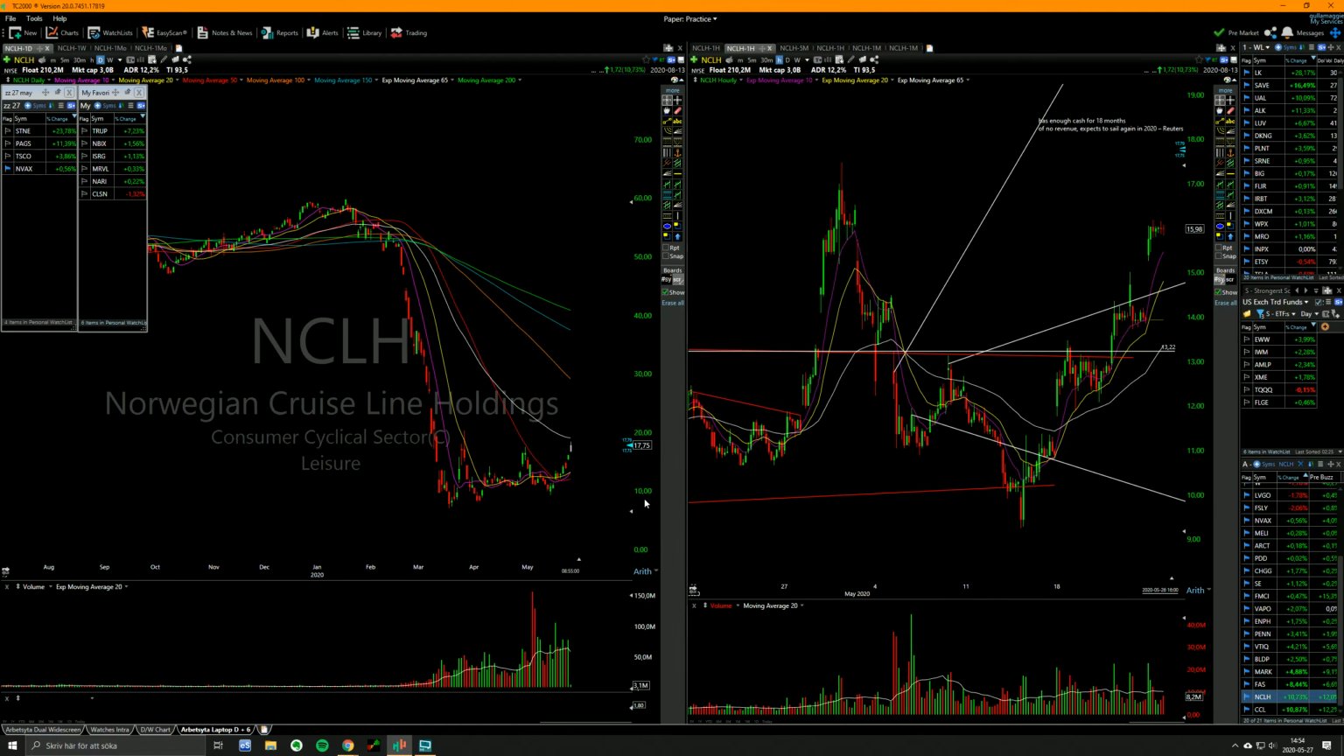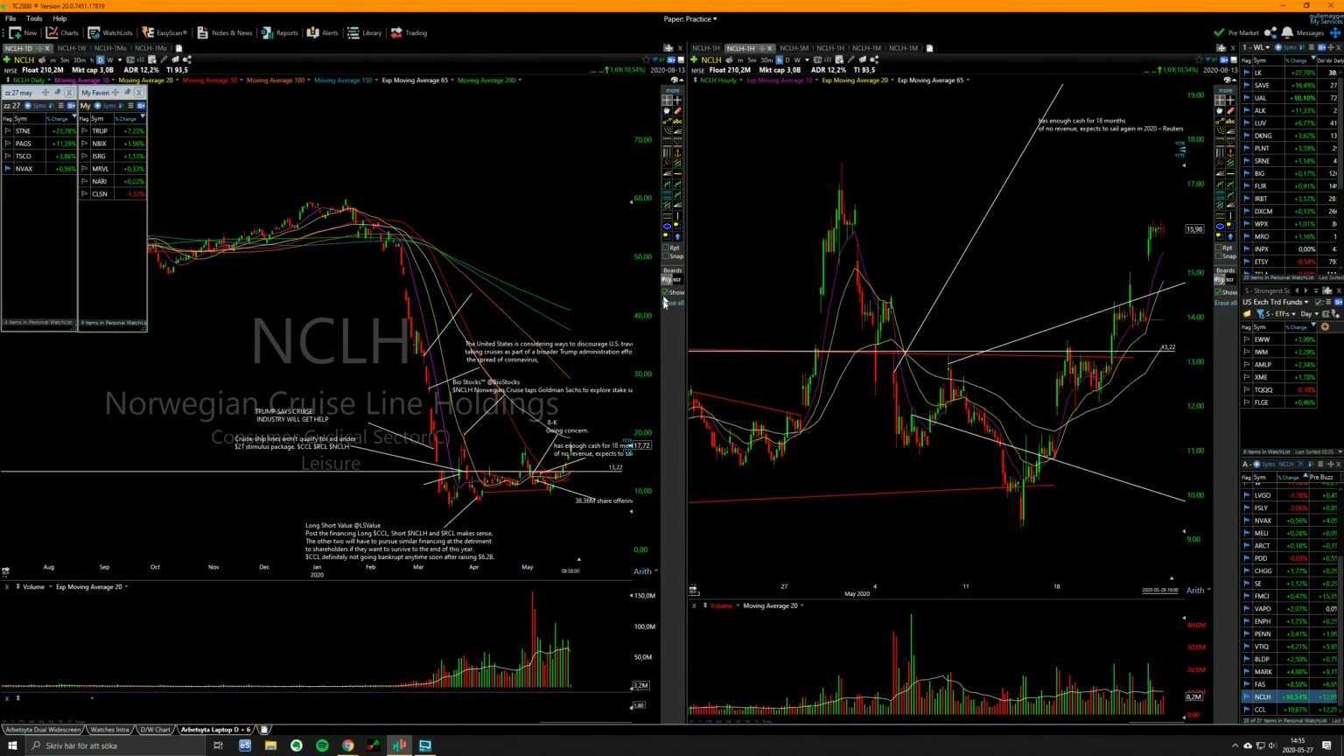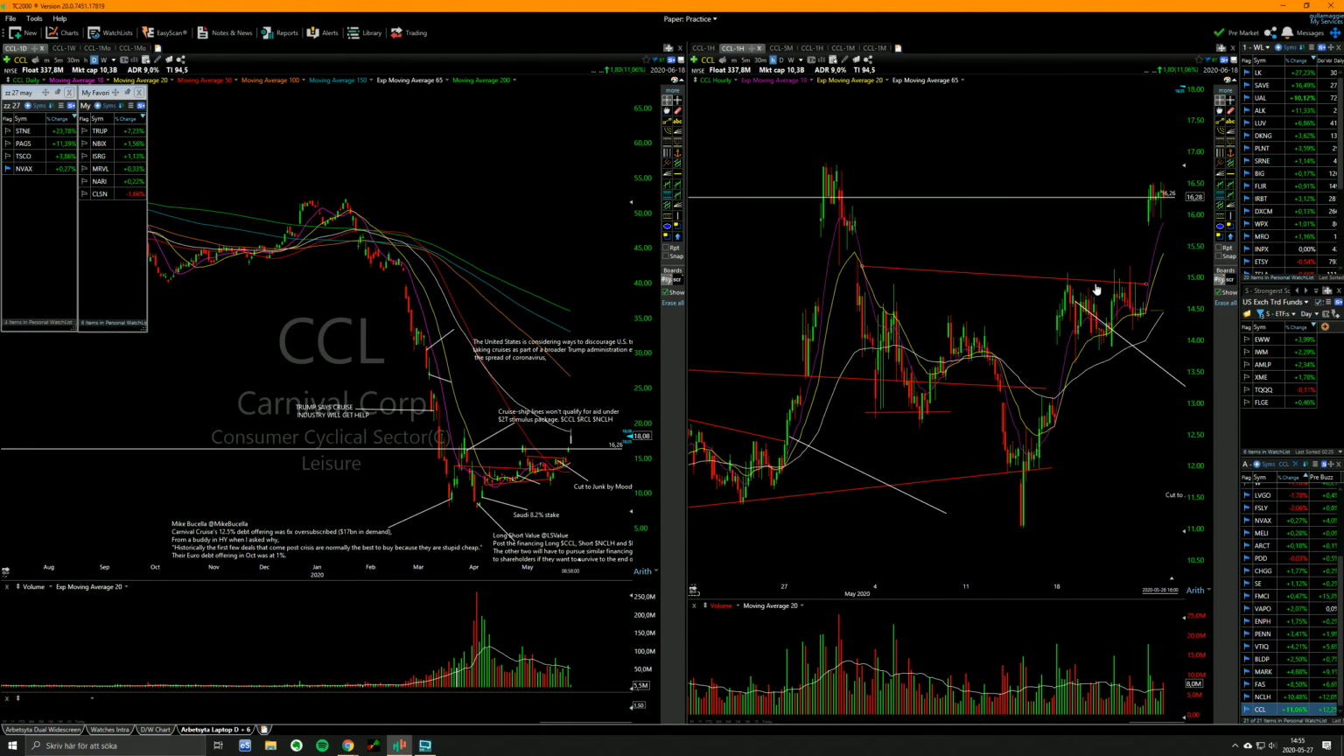NCLH, the same thing here. It's a variation of the same setup. You have a range breakout. I'm not going to talk about it much. And CCL, the same thing. A range break setup on a momentum stock. These things are super beaten down. They have a lot of range.